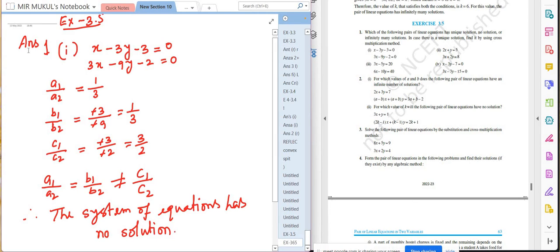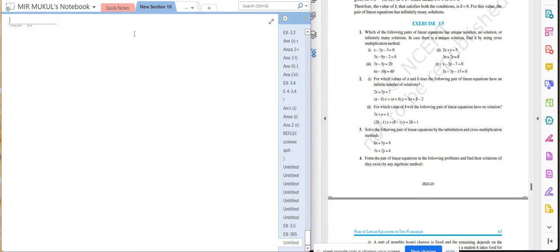Okay. So this is question number 1, first part. Now question number 2. If it has no solution, no need to solve. Now answer 1, second one.